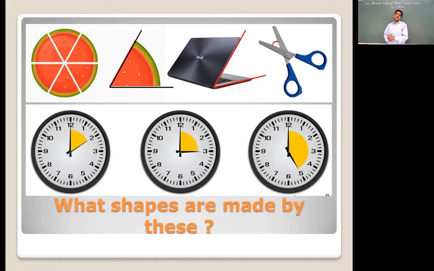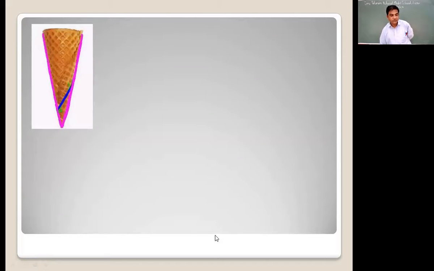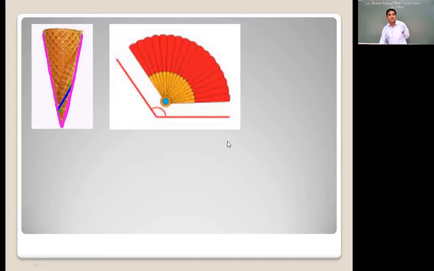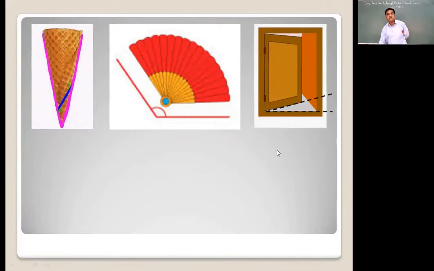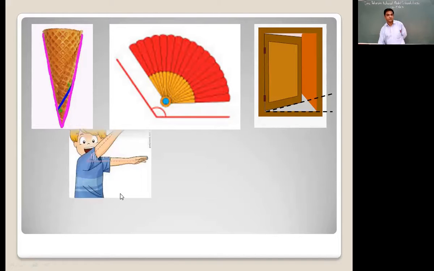What are these shapes made up of? Actually, these shapes are made up of some basic geometric figures. We'll see a few more examples. The edges of an ice cream cone, then the edges of the fan, then the edge of a door and the edge of the frame.